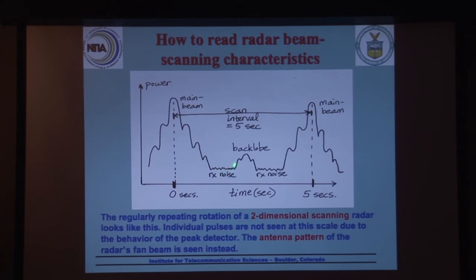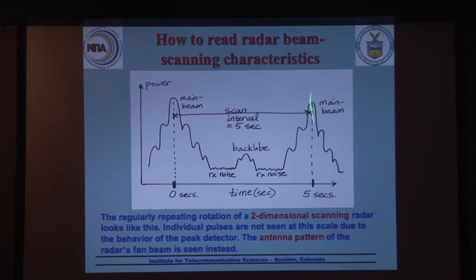And you may well see a blip in the middle that is 10, well, hopefully more than 10, more like 20, 30, 40 dB down. That's the back lobe of the radar antenna. There's nothing exotic. That's just the imperfection of the radar antenna.